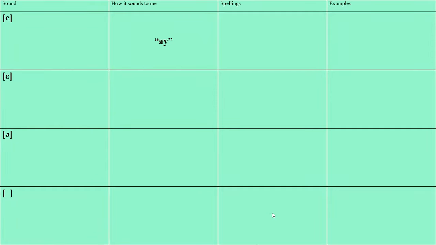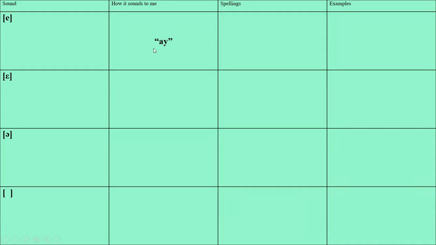By the way, on the left-hand side, in brackets, we are using International Phonetic Alphabet symbols. So this one that looks like a regular lowercase letter E is A. This one that looks like a backward 3 is E. This one that looks like an upside down E is E. And then, of course, this one is silent.